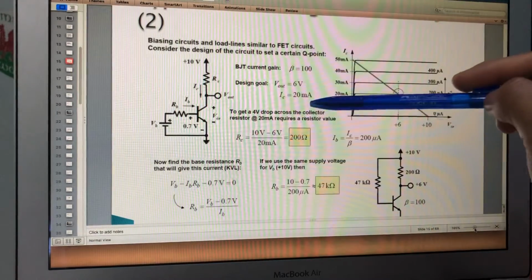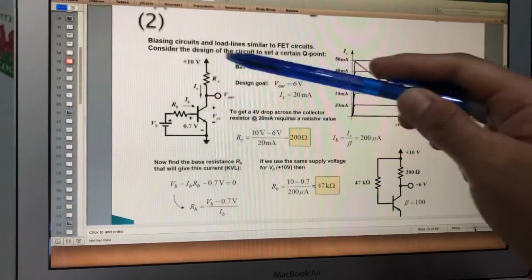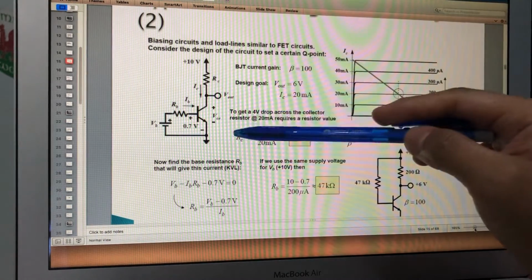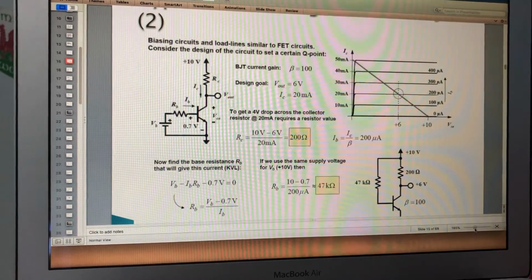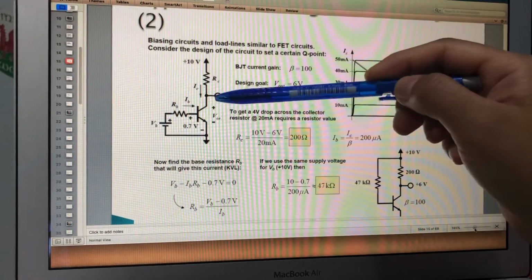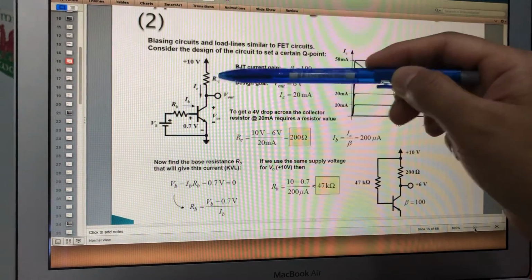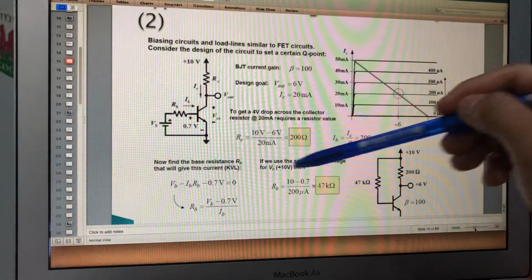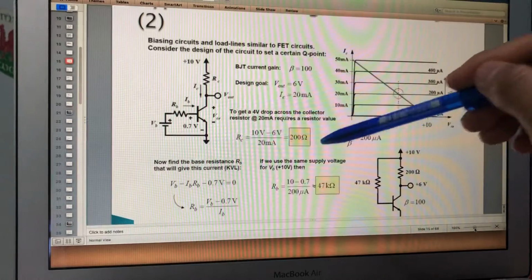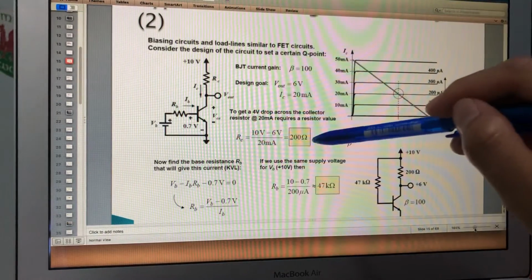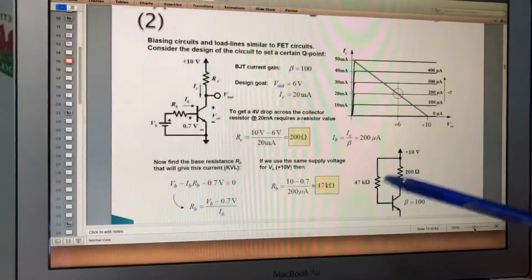Now with IC equals 20 milliamps, how do you get this equation? By using Kirchhoff's voltage law. You know how to do this? I hope you do: 10 minus 6 over the current flowing here. I hope you know how to do this. Later, if you are not sure, come to see me. So you get 200 ohm. This is the design value, 200 ohm here.